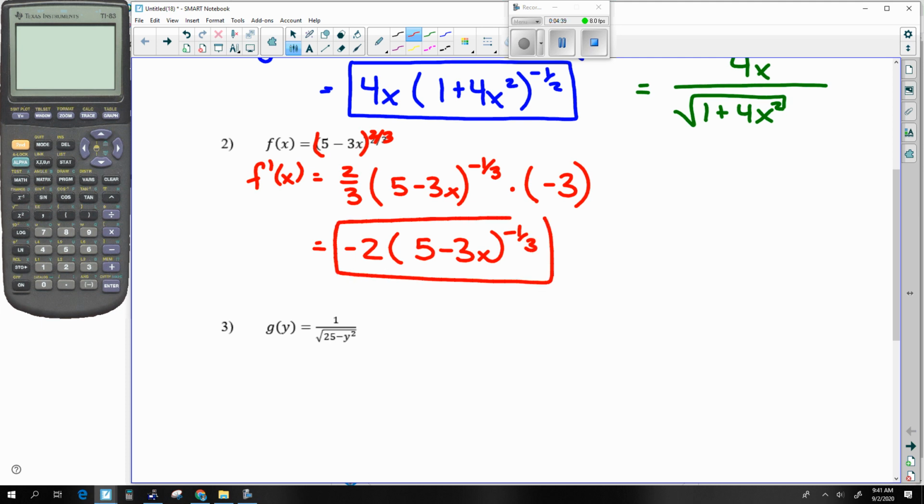Again, I'm pretty pleased with that answer. However, it is not going to be the answer that you would find on an answer key. This one would be a denominator of 5 minus 3x inside of a third root, all underneath negative 2. It'd be something along those lines.